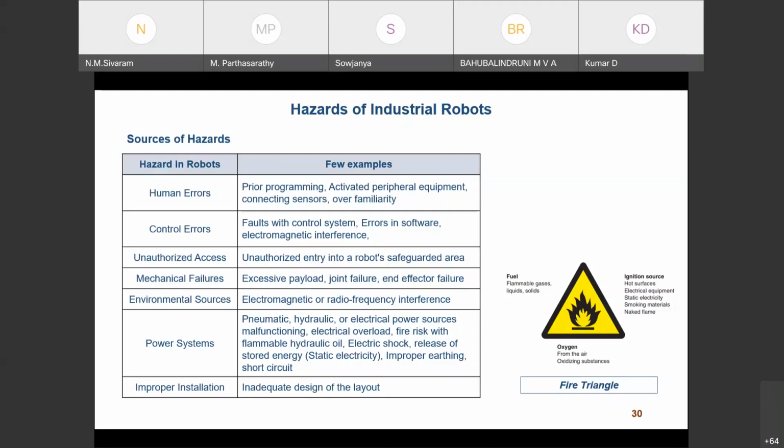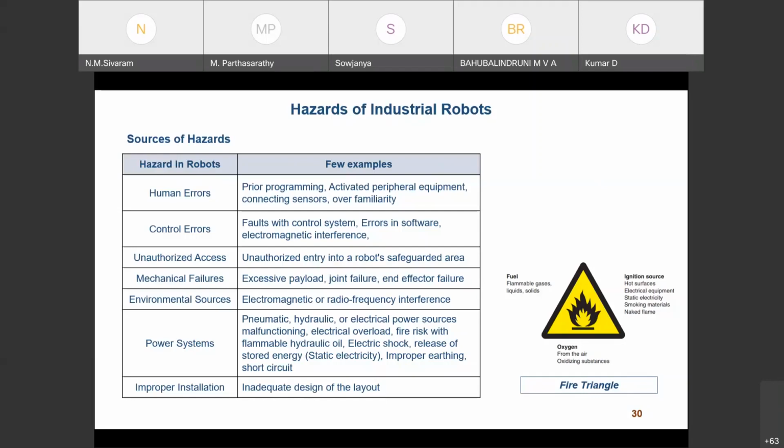So in the power system, the stored or static electricity is there as a source of ignition, and you have flammable oil. When there are leakages, the flammable oil is present, and oxygen is present abundantly in the atmosphere. When these three combine, a fire may occur. So again, fire hazard is also present in the robot, and improper installation.